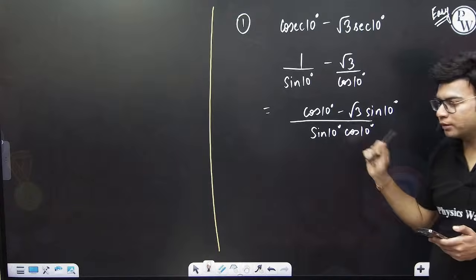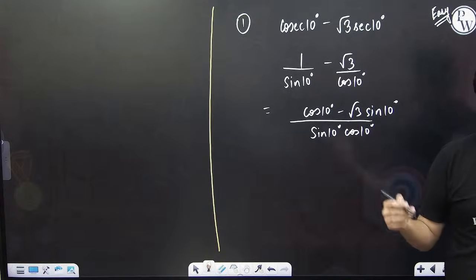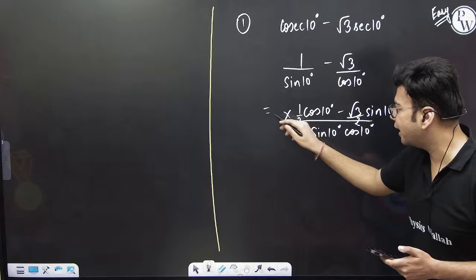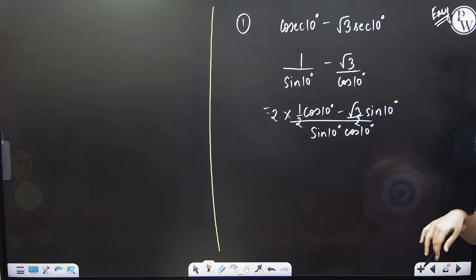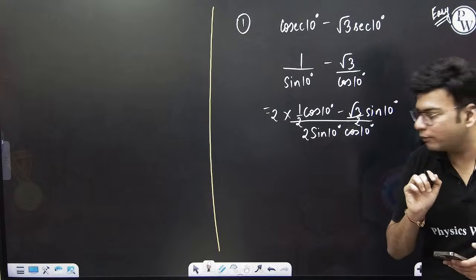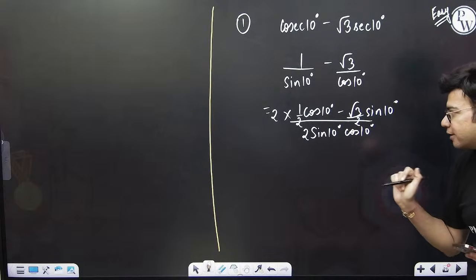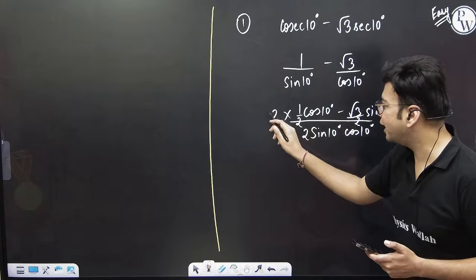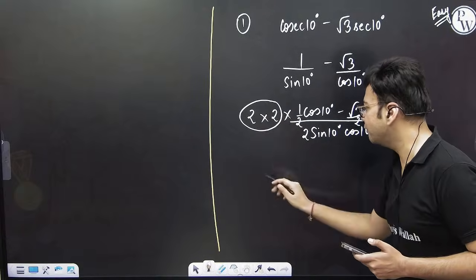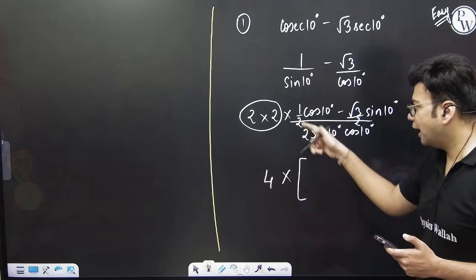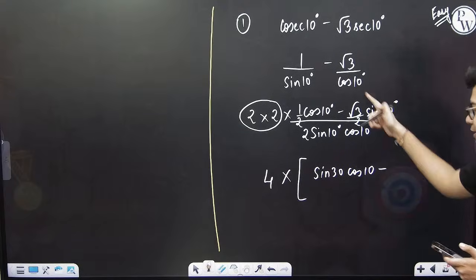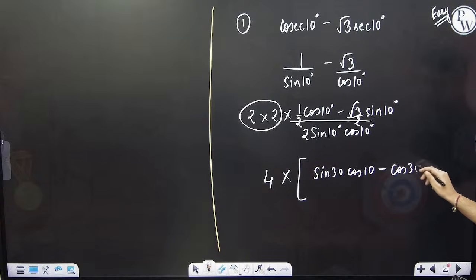The moment you see root 3, you should immediately feel like dividing and multiplying by 2. So from here I am dividing by 2 and multiplying by 2. Also, this sine 10 cos 10 I am simply multiplying by 2, so that I can form 2 sine theta cos theta. Since I have multiplied by 2, I have to multiply the numerator also by 2 to balance the equation. Now this whole part will become 4 into half, which can be written as sine 30, cos 10 minus root 3 by 2, which can be written as cos 30, sine 10.